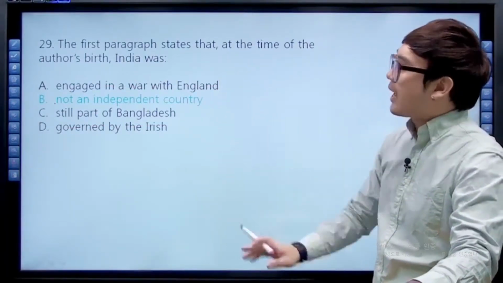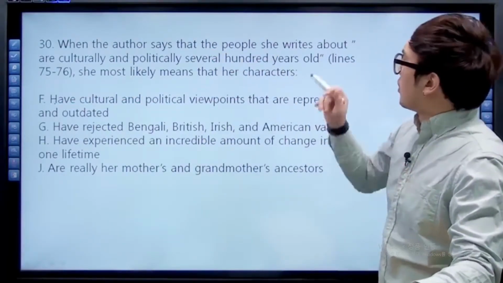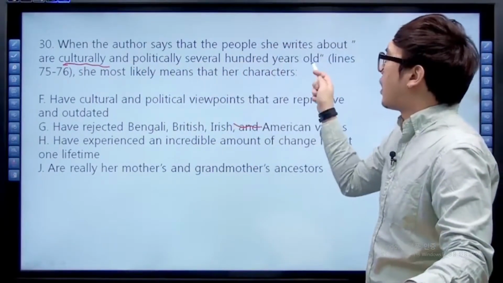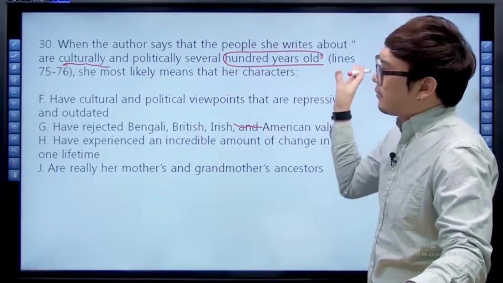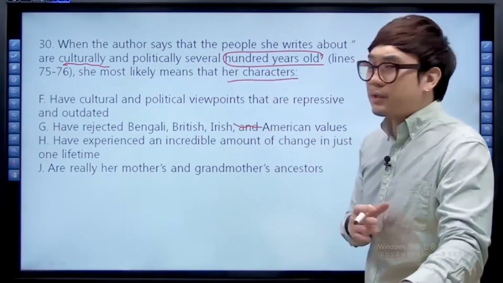All right, moving on to the last question. When the author says that the people she writes about are culturally, politically, several hundred years old, lines 75 to 76, she most likely means that her characters are like what? Right? That's what we want to know.